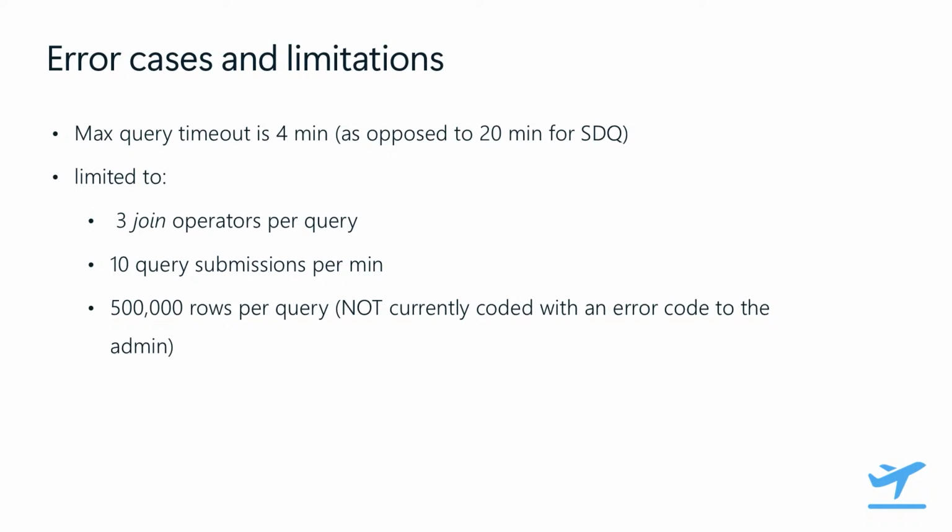Some error cases here. The max query timeout is 4 minutes. On SDQ, this is 20 minutes. So it's a significant reduction before you know for a fact that your query didn't run. And you're limited to 3 join operators per query. You're limited to 10 query submissions per minute and 500,000 rows per query. In the 10 query submissions per minute scenario, you'll get an error case back in the UX, but in the 500,000 rows per query case, you will not get an error code back in the first release. This will come in subsequent releases.